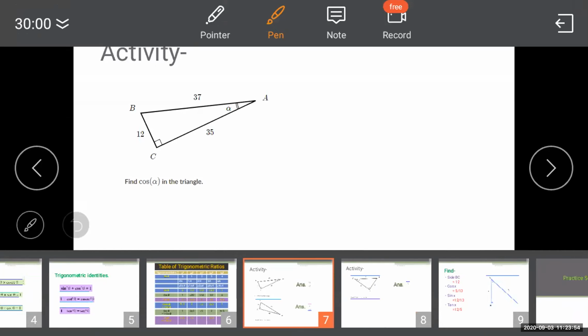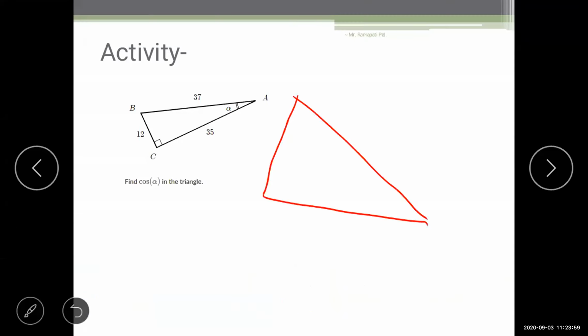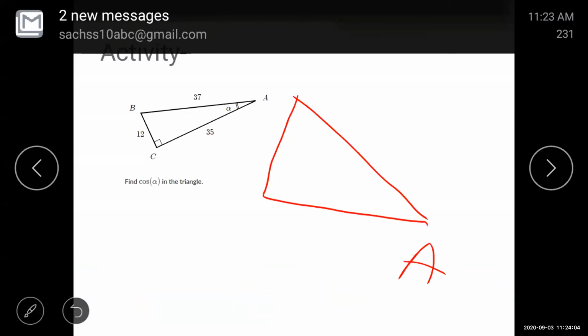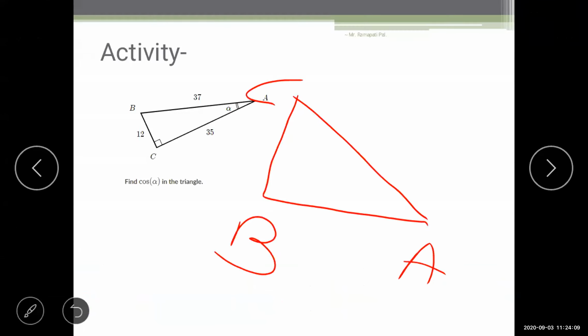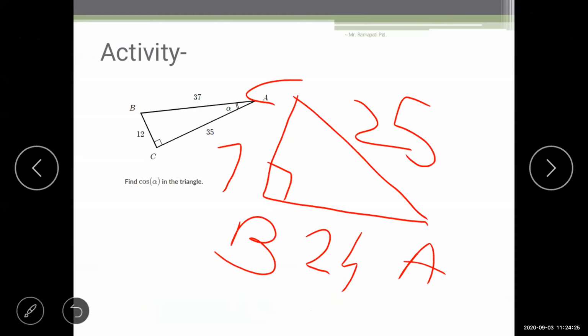Suppose a triangle is there. Here it is A, B, C. It is 90 degree. Here it is 7, 24 and 25. Here it is alpha. Now find out sine alpha.